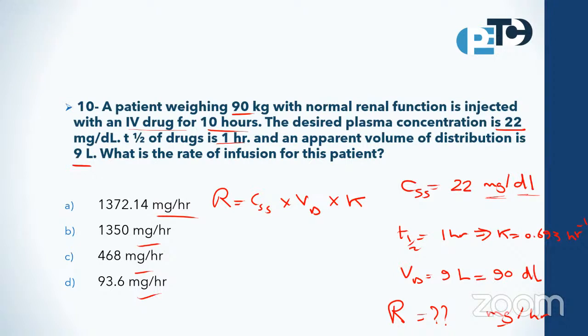Okay. The unit of the time is hour, so there is no problem. Directly multiply 22 by 90 by 0.693, you will get the answer, which will be 1,372.14 milligram per hour. Okay?